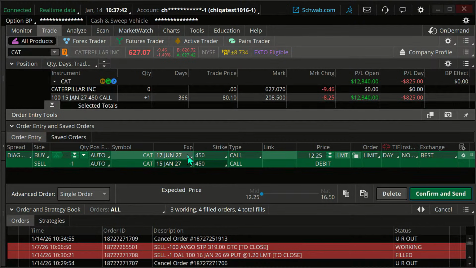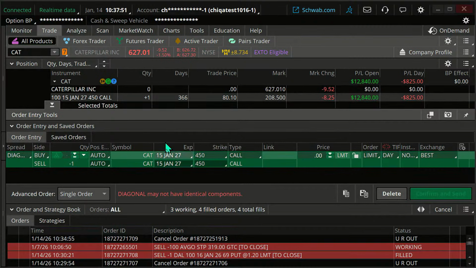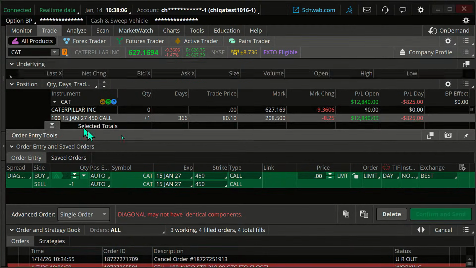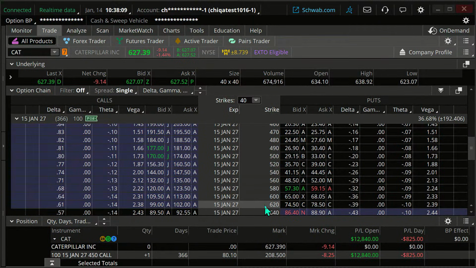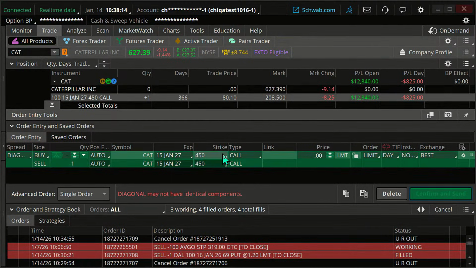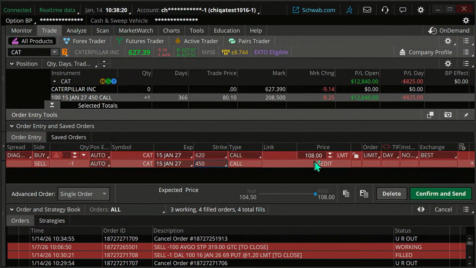Okay. I'm going to make these the same expiration date, January 15, 27, and it's going to give me a little message here. It says diagonal may not have identical. You're right. I'm not. I'm going to change these. And we're going to change the one to the, my gosh, how did I already forget this? To the 620 strike. We're going to change this to the 620 strike. Buy out of the money, that 620 strike. There's our credit right there on that.